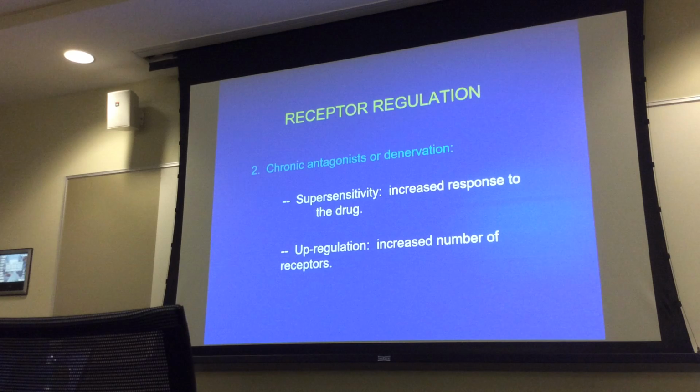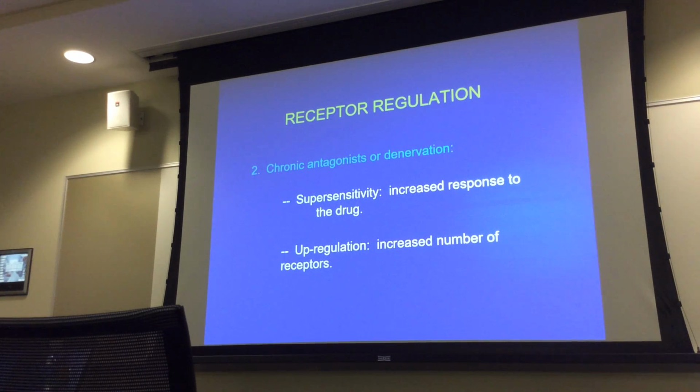But if you treat chronically with an antagonist, so that the receptor in that cell becomes chronically understimulated, the cell will respond by increasing the synthesis of receptors to try to restore the sensitivity of that receptor back to normal. So that's a classic example of that. The other example is what's called denervation supersensitivity.